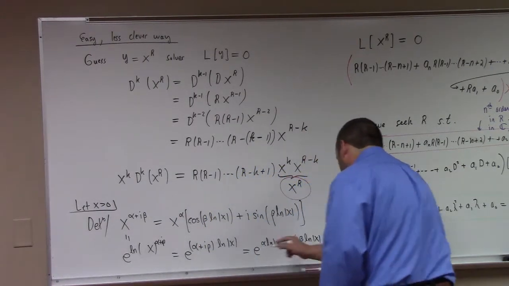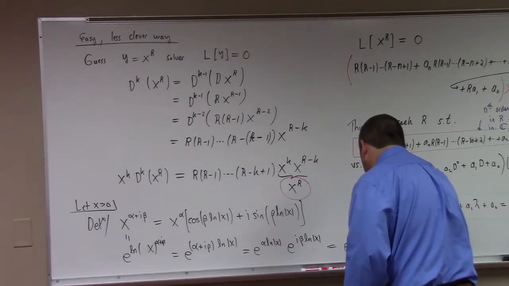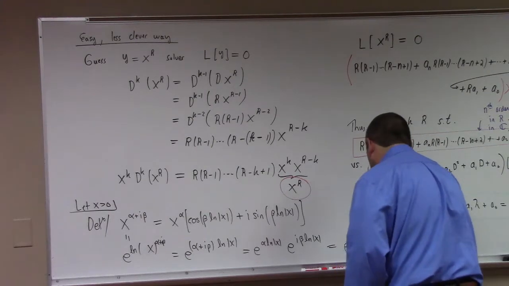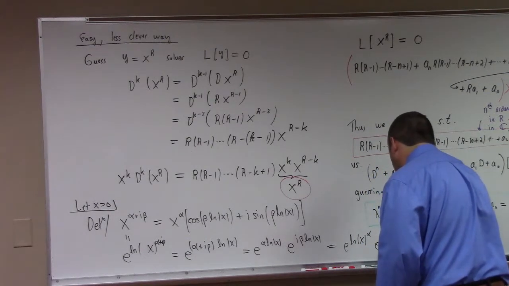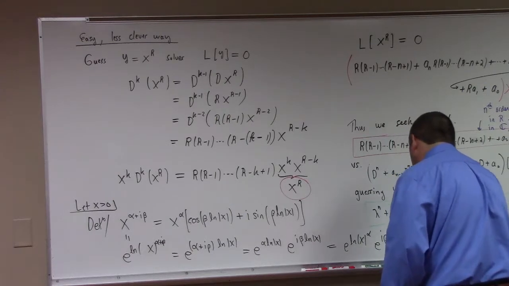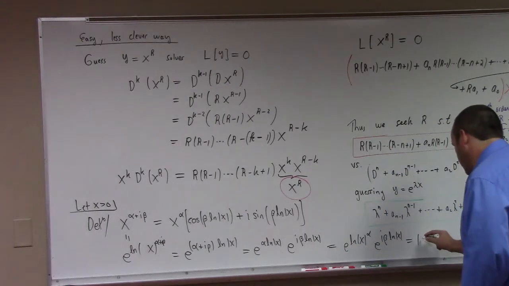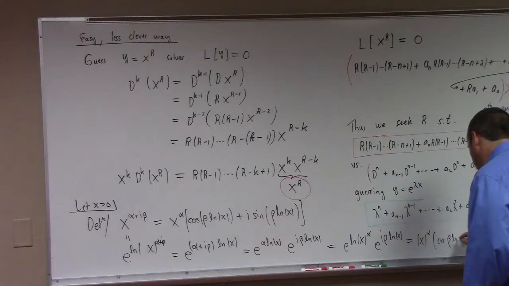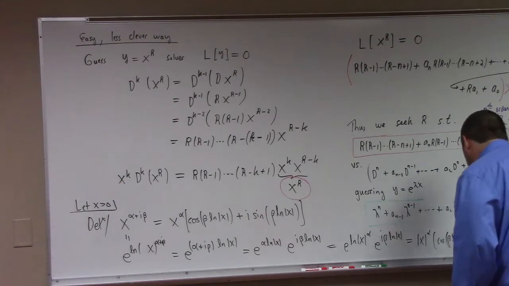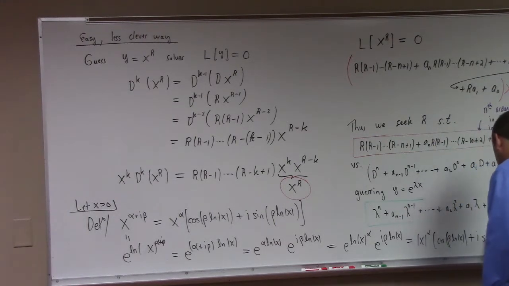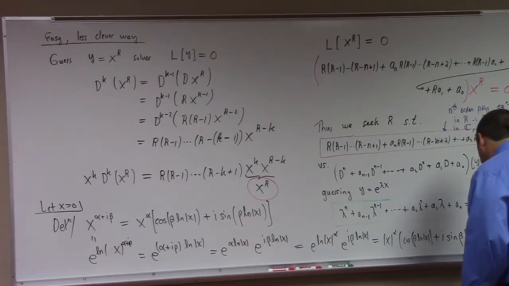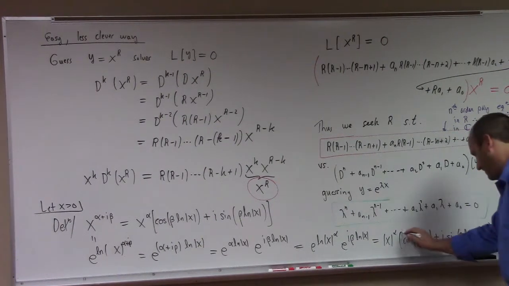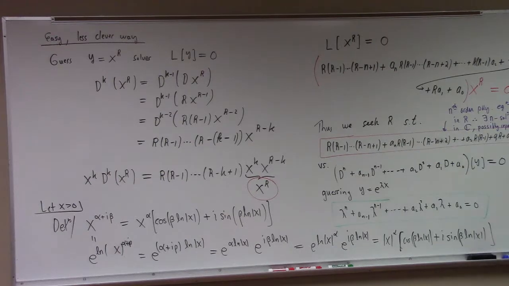So the first term just becomes e to the natural log of x to the alpha, and the second term becomes e to the i beta log x, yeah? But e to the log of x to the alpha is just the absolute value of x to the alpha, and the second term becomes the cosine of beta natural log absolute value of x plus i times the sine of beta natural log the absolute value of x. But we're assuming x is positive, so I can drop the absolute value bar signs here.